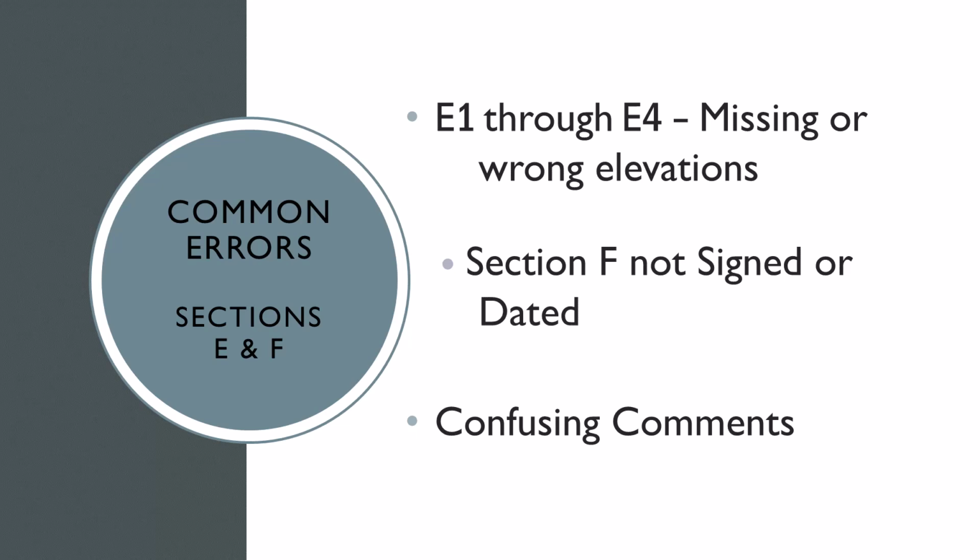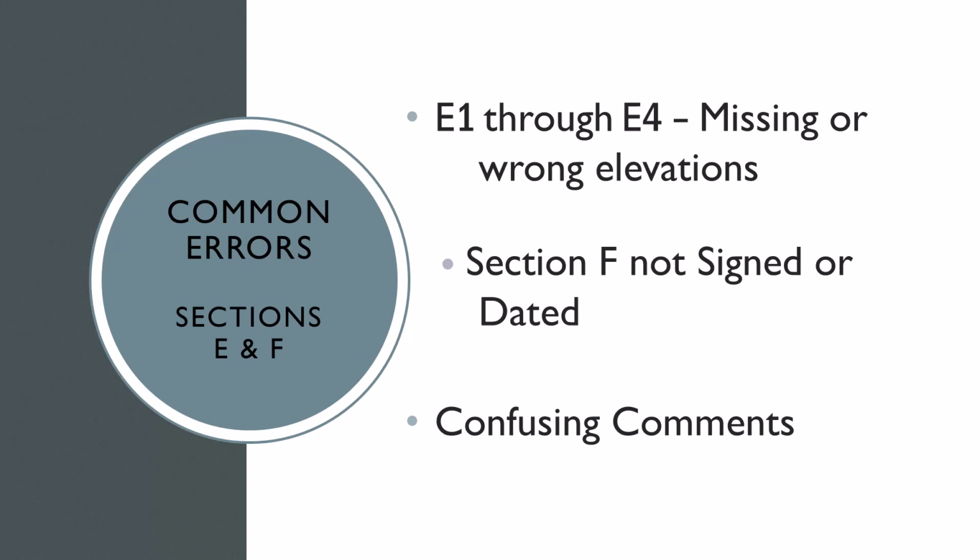The errors we see in sections E and F are very similar to the errors we see in sections C and D. We see missing or obviously wrong elevations in any of the fields in section E. Usually the missing elevations are for E3, the machinery and equipment. Remember, this is a finished construction EC, so all machinery and equipment that's going to serve the building should be installed already and therefore able to be identified. Even if they are on the roof of the building, the elevation of them needs to be marked in E3.